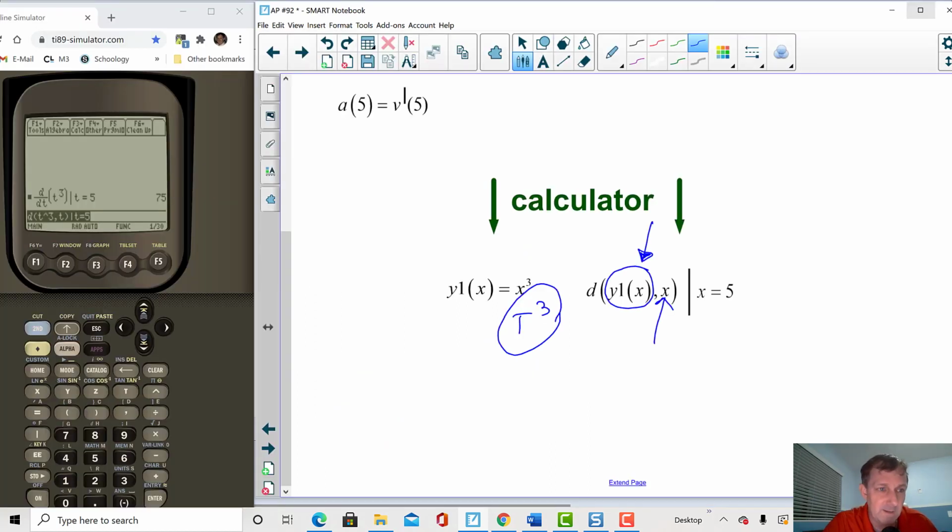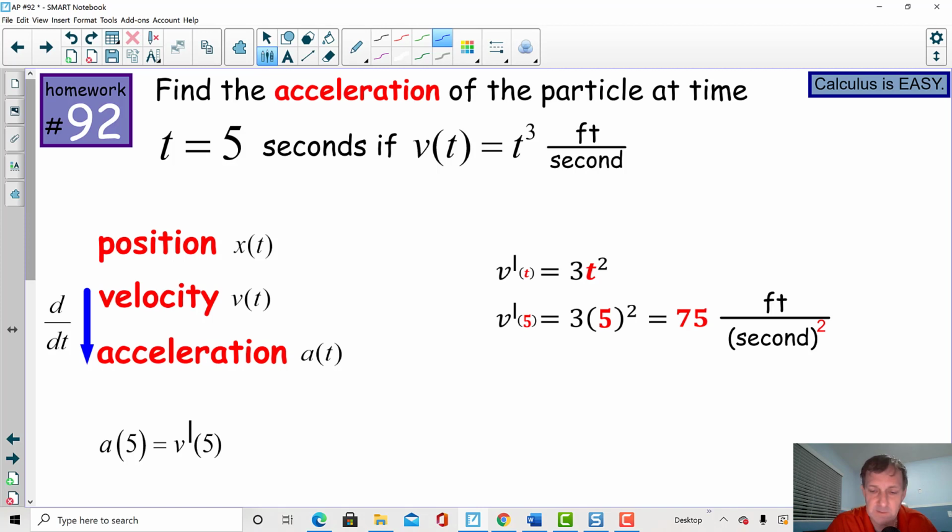But again, if you look at my example, it was such an easy function, t to the third. So I just typed it in on the home screen. I didn't see a need to go to y1 and type it in over there. All right, let's go ahead and look at our last example.